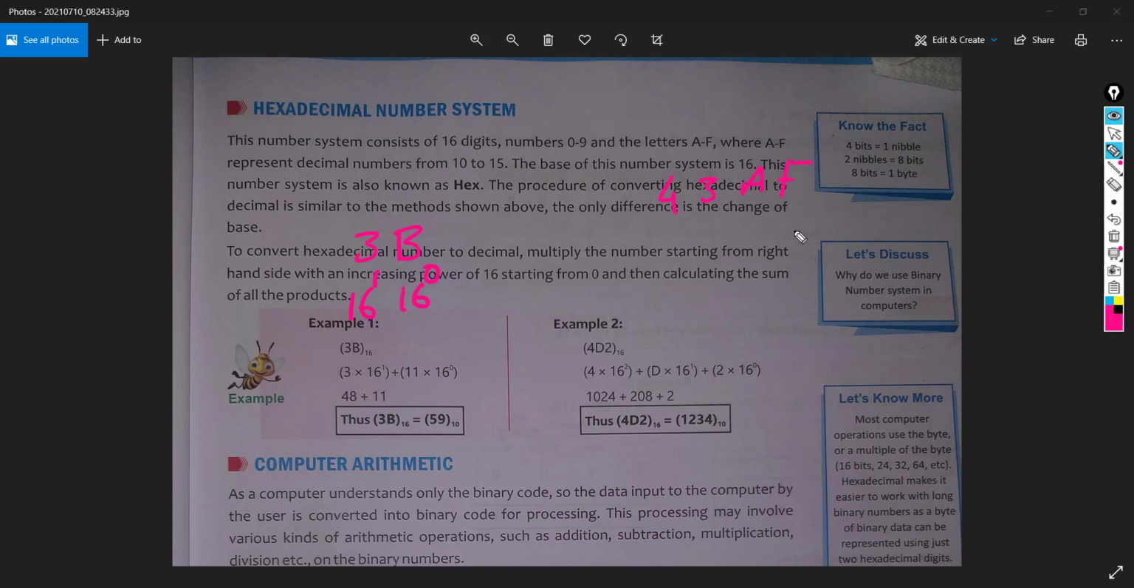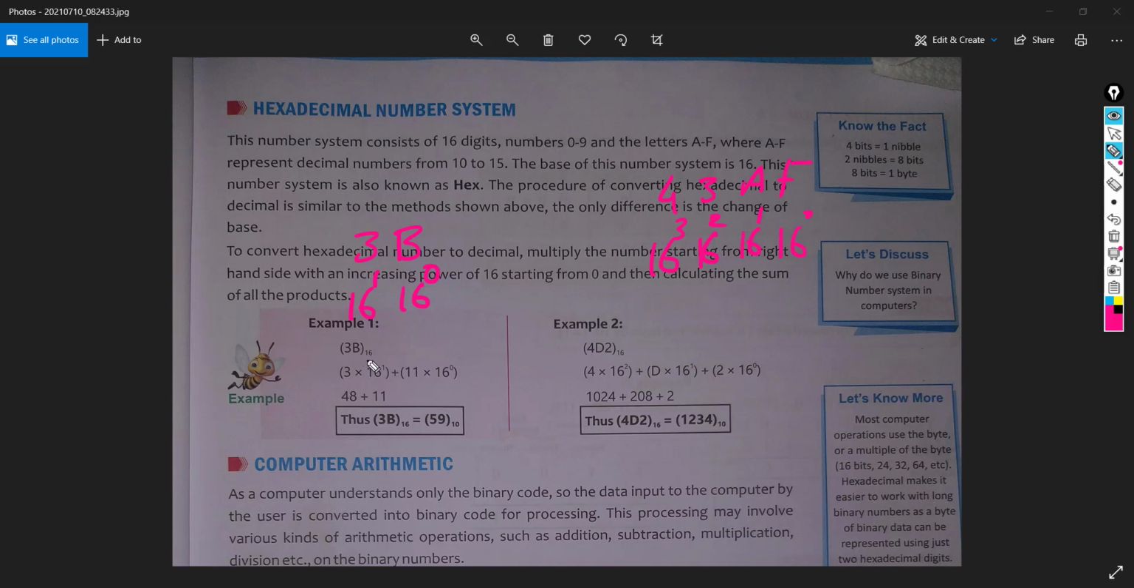If there are multiple digits like 4, 3, A, F, what is the positional value? For F it is 16 raised to 0, for A 16 raised to 1, for 3 16 raised to 2, and for the digit 4 16 raised to 3. Like that, the power of 16 will increase from right to left. That is its positional value.